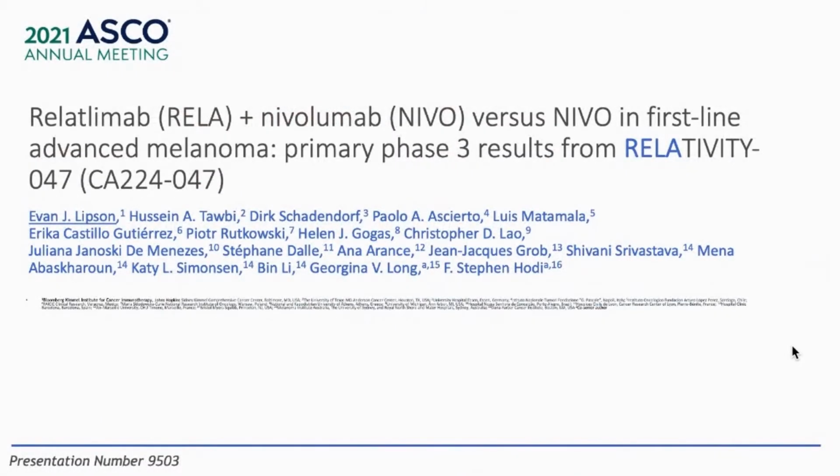And the other major advance in our field is this drug relatlimab, which is being tested in your garden variety standard melanoma.